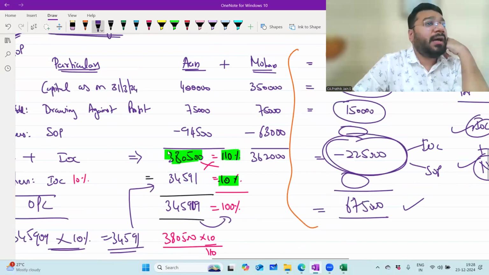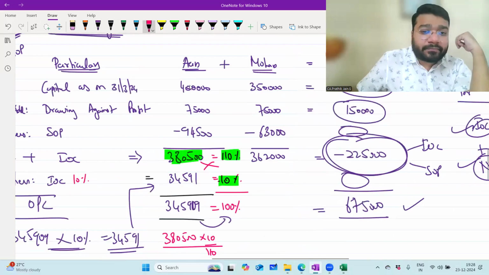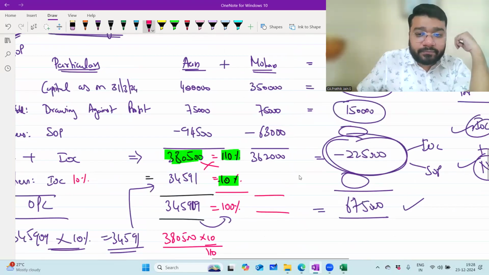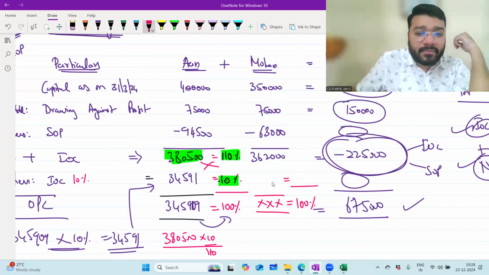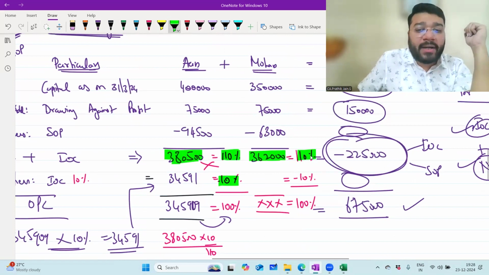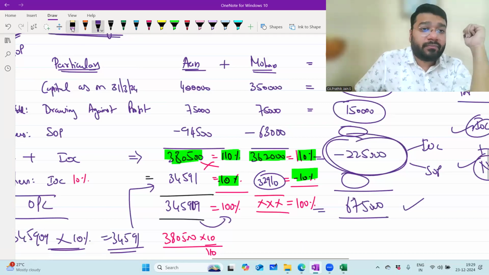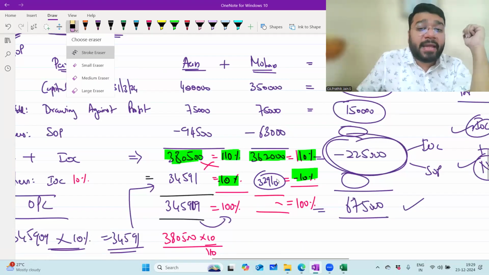Similarly, try for the other partner, Mohan. Please try it. Same strategy. This amount will always be equal to 100%. This is 10%, and this will be 110%. If 362 is equal to 110, then for 10, how much? 909. So 910. 909 after rounding off. Okay.